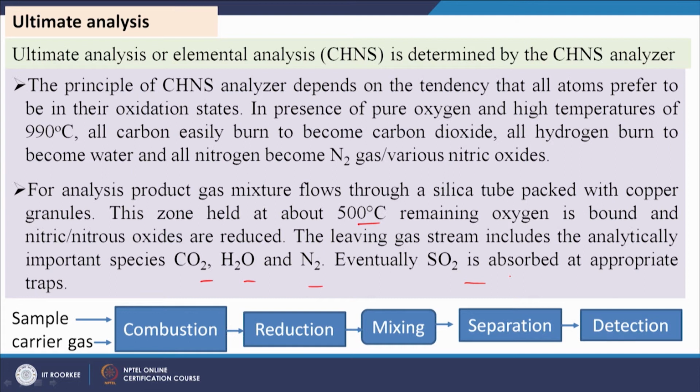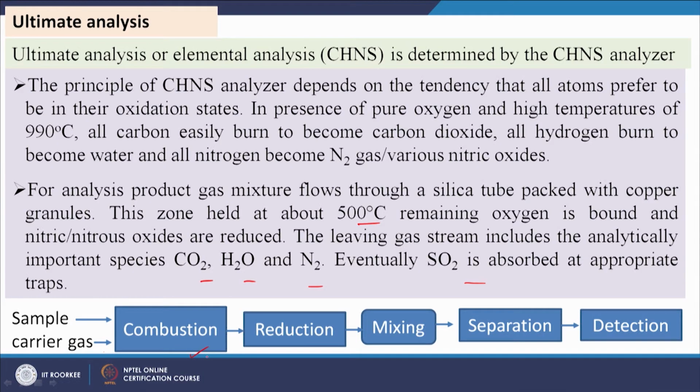So, the basic concept is that we need to apply excess heat and convert the sample into the oxides of the different elements, like CO2, H2O, SO2, N2, etc., and then reduce NOx to nitrogen again, and separate the SO2 and analyze it. So, sample and carrier gas combustion will take place, then reduction of NOx to nitrogen, and then mixing and separation. After separation we will get the detection.